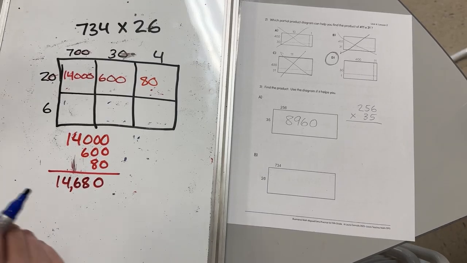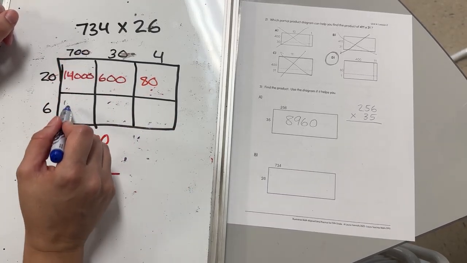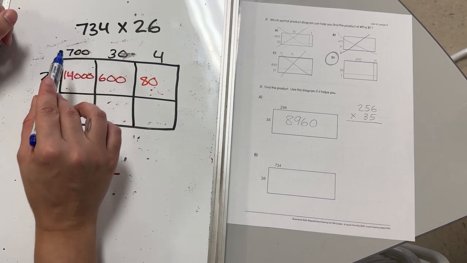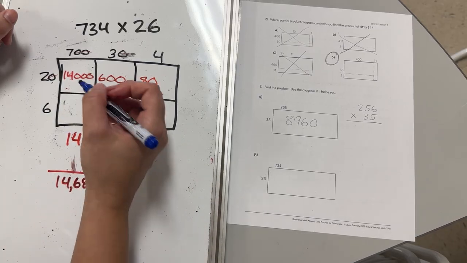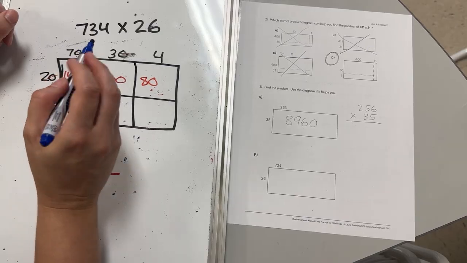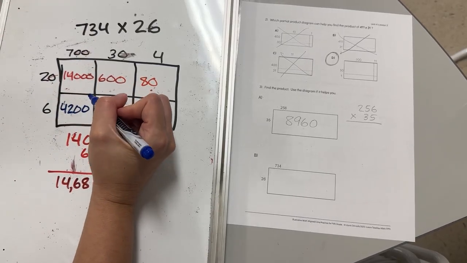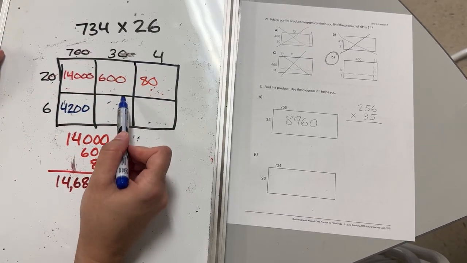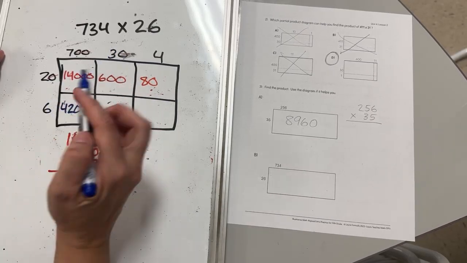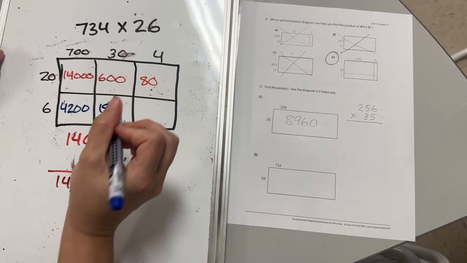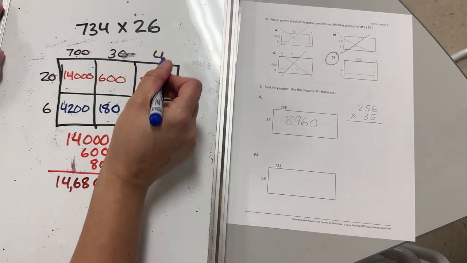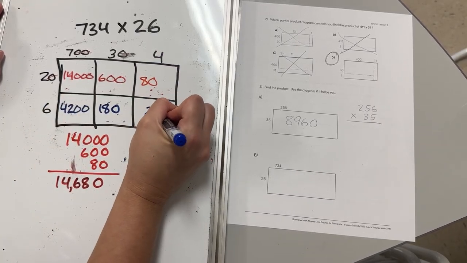And then I'll move on to my second row. I look up, I see 700. I look left, I see 6. I can treat that as 7 times 6, which is going to give me 42. And then I'm going to add these 2 zeros back onto the end. Next, I'm going to look up, I see 30. I'm going to look left, I see 6. 3 times 6 is 18. And I'll bring my 0 down to get 180. And last, I have 4 times 6 to get 24.